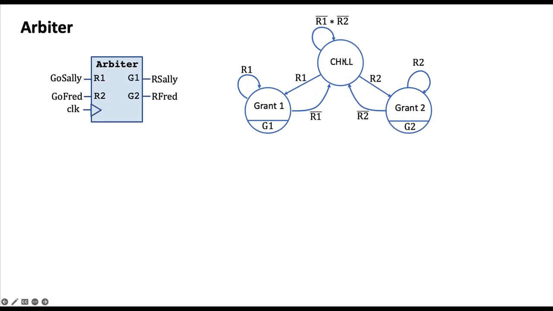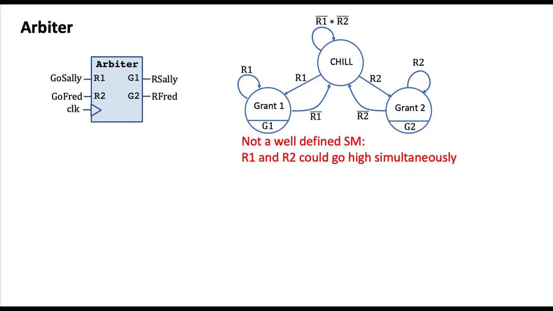Yes? In chill, not all of the transitions are defined. They're not? R1 and R2. Yeah, what about R1 and R2? What would the state machine do if both are high at the same time? It would go to two different states and grant it to both of them, depending on how we did our logic. So this is not allowed, right? Exactly what you're pointing out.